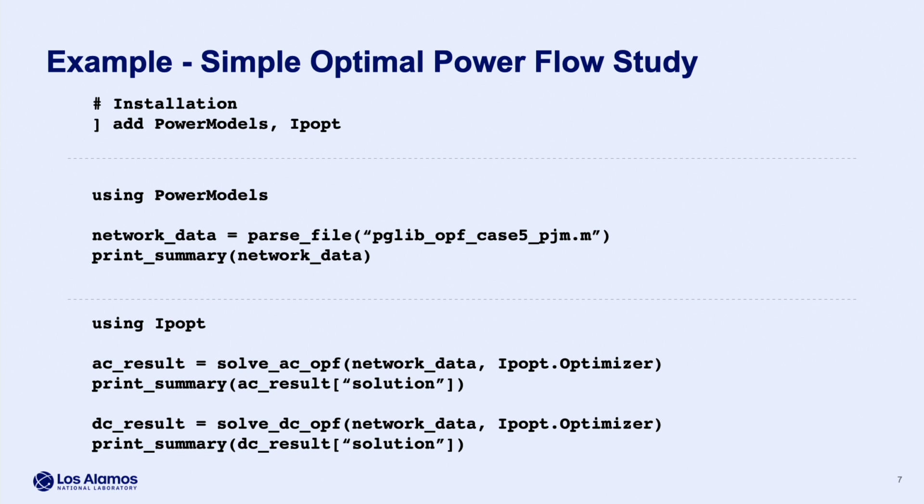If you do solve_ac_opf, you're going to solve a nonlinear problem with all of the voltage and reactive power and active power. When you do solve_dc_opf, you're going to solve it with just the active power only approximation with a linear power flow solver.